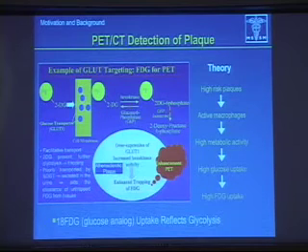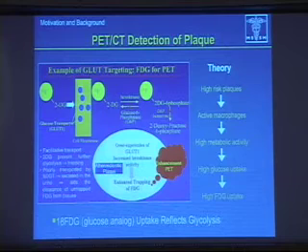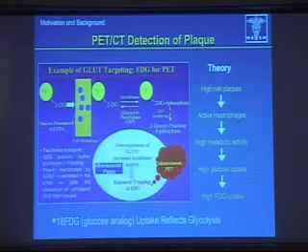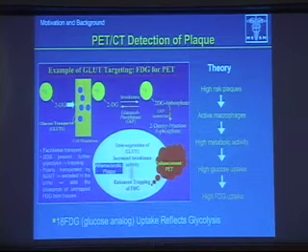Now, moving away from MR is the use of a different technique, positron emission tomography, and especially PET-CT, because you can't actually buy a PET scanner by itself today. You need the CT scan to get the anatomy. And what's the theory behind this?